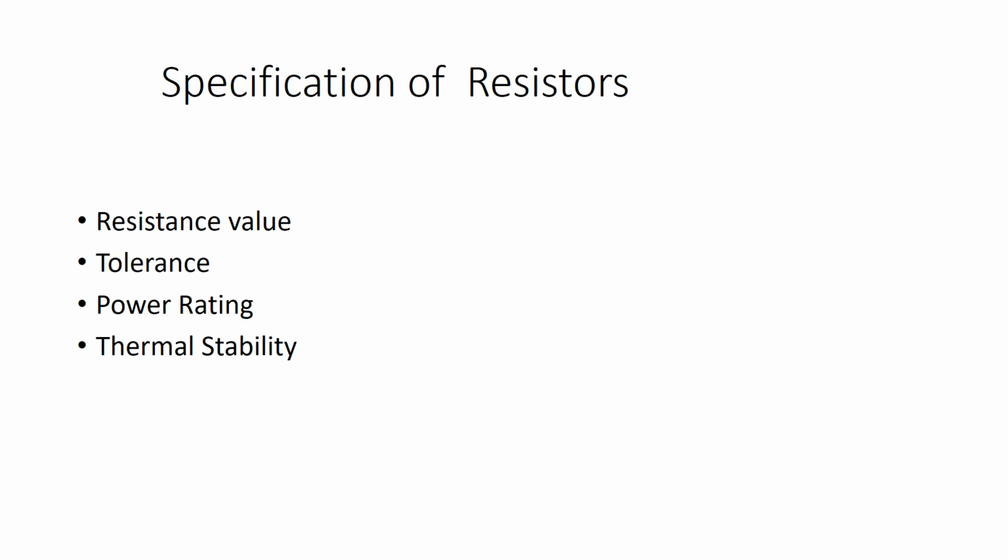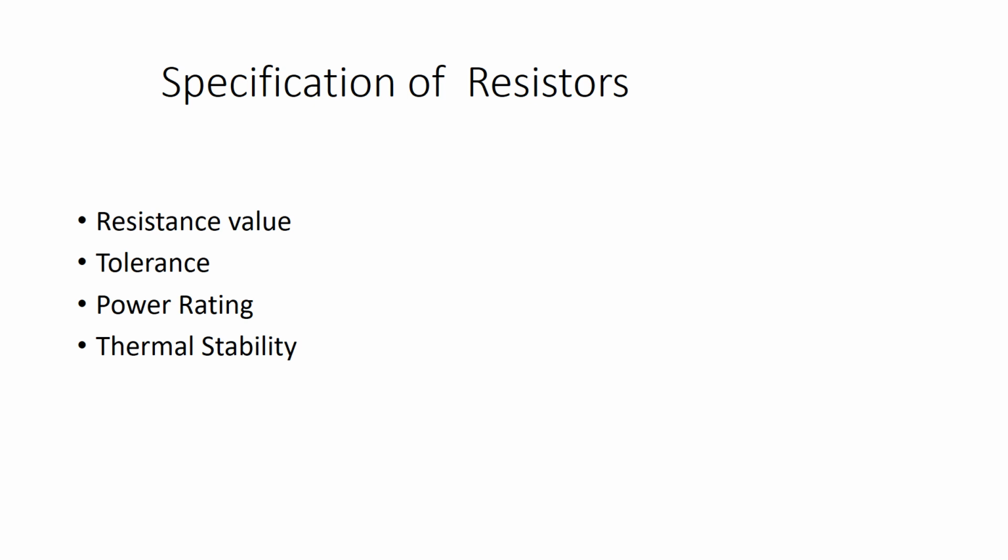The specifications of resistors are resistance value, tolerance, power rating, thermal stability. The first one is resistance value. This is otherwise called the ohmic value. This resistance value decides the quantity of the current flow to be opposed. This resistance value is either printed on the surface of a resistor or given by color codes.